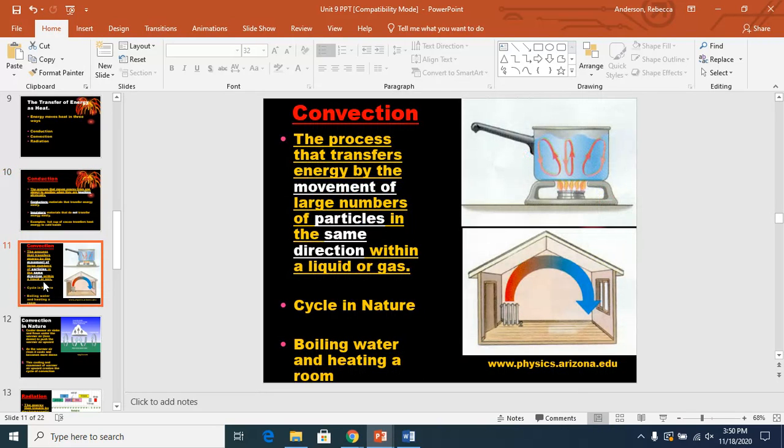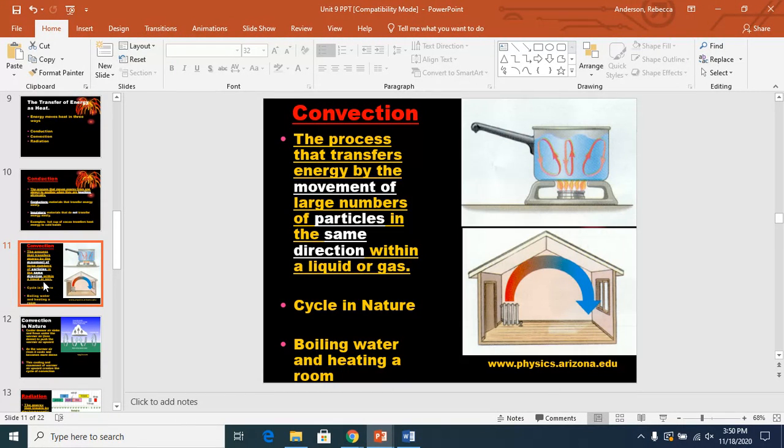Okay, convection. The definition for it is the process that transfers energy by the movement of large numbers of particles in the same direction within a liquid or gas. So an example of this is boiling water. The water is not touching the heat source itself, it's in a pot. Another example is a heater in a room. So when a heater turns on, it will eventually warm the entire room by convection. It's just that movement of the air that changes the temperature.